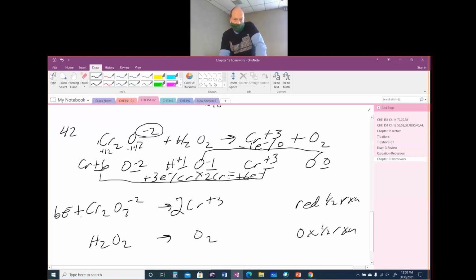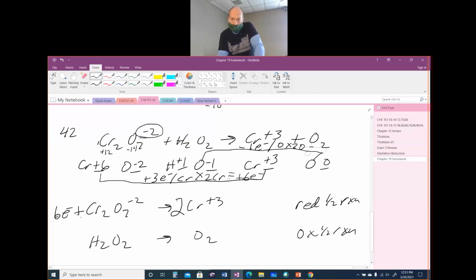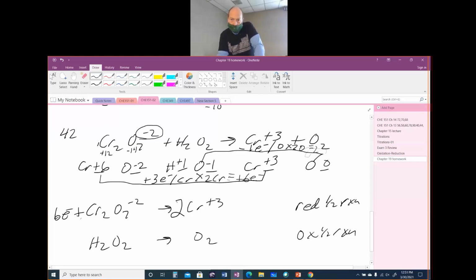Down here we have oxygen, and it says that we are going to lose 1 electron per O. But notice that we have 2 oxygens on the left, and we have 2 oxygens on the right. They are balanced. We lose 1 electron per O. We have 2 O's, and so we're losing 2 electrons. And so we put 2 electrons being lost.